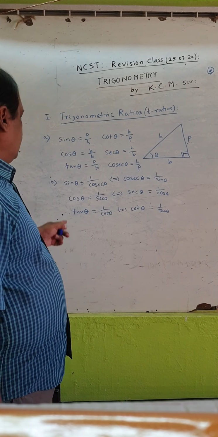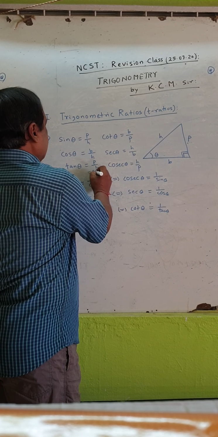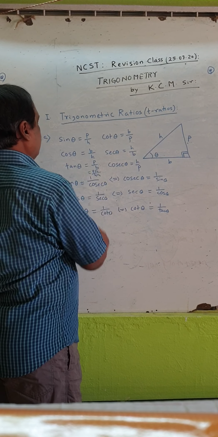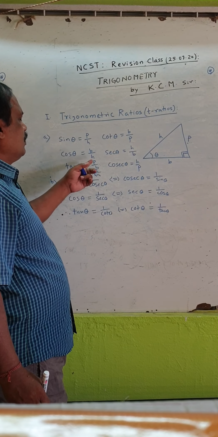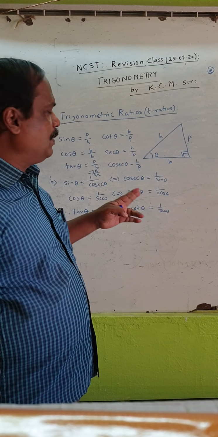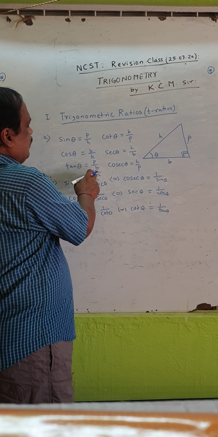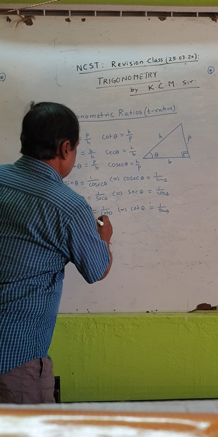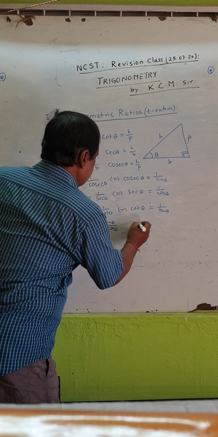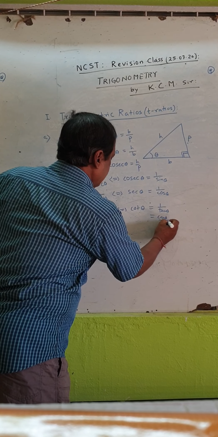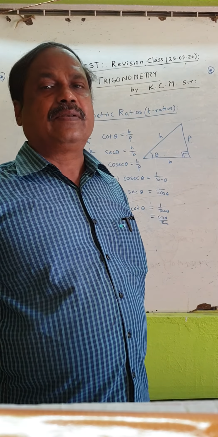Also, tan theta is P by B. You can write this as P by H divided by B by H. Tan theta, numerator is P, denominator is B. You divide numerator and denominator by the same quantity H. So P by H is sin theta and B by H is cos theta. So this is sin theta by cos theta. Therefore tan theta is sin theta by cos theta, and in the similar manner, cot theta is cos theta by sin theta. These are the relations between the trigonometric functions.